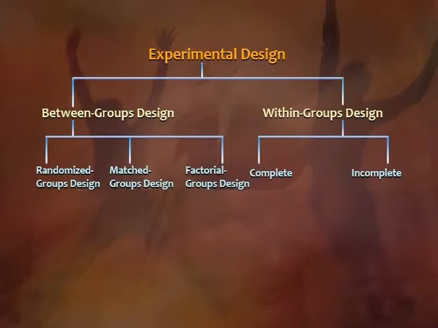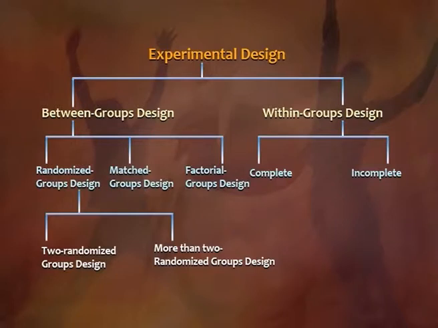The first is the randomized group designs, the second is the matched group design, and the third is the factorial design. And again, you can see that the randomized group designs are further divided into two types, that is the two randomized group designs and the more than two randomized group designs. Now, although we use between subjects design as also within subjects design in experimental research, the former, or the between subjects design, is more frequently used.